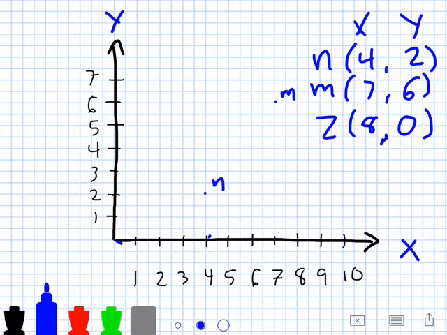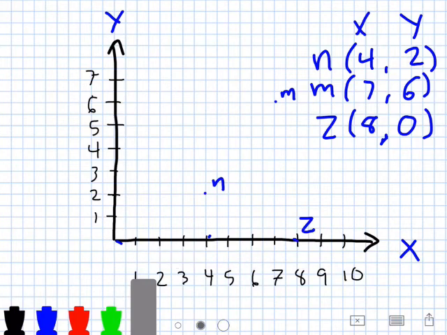Let's find out. So you can see that our x value for point Z is going to be 8. So that tells me I'm going to move 8 units over from the origin. So I'm going to start again at the origin, and I'm going to count over 8 units. 1, 2, 3, 4, 5, 6, 7, 8. And then you can see our y value is 0. So that means that you don't go up, nor do you go down. So our Z point is going to be right on the line right there. And I'll label that Z.